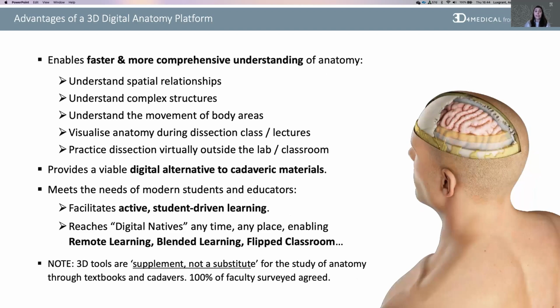Fortunately, Complete Anatomy can help solve a lot of these challenges we see. Allowing students to learn from a 3D interactive model enables faster and more comprehensive understanding of anatomy. Thus, they can understand spatial relationships, complex structures, the movement of body areas, and much more. It also meets the needs of modern tech-savvy students and educators by facilitating active, student-driven learning.